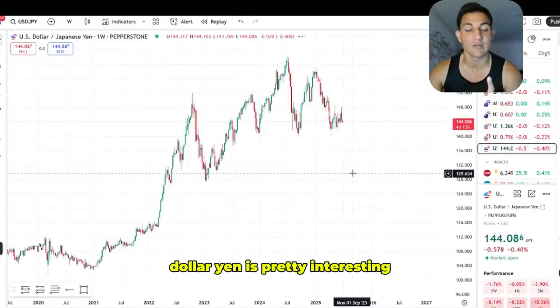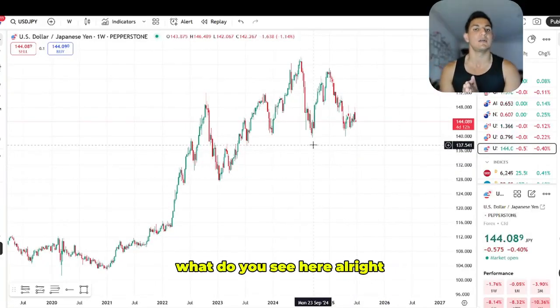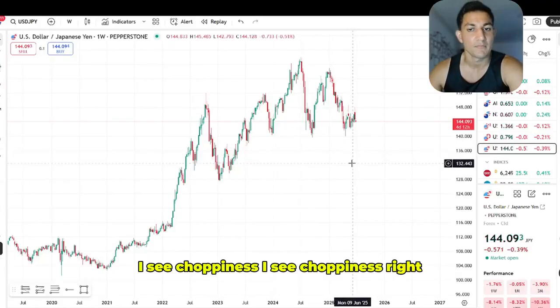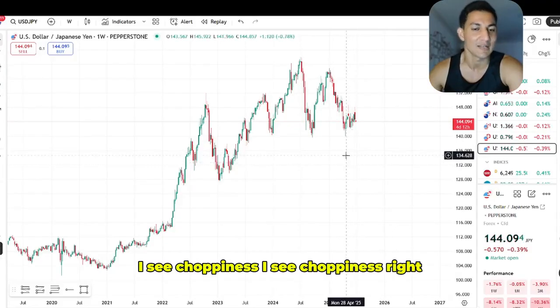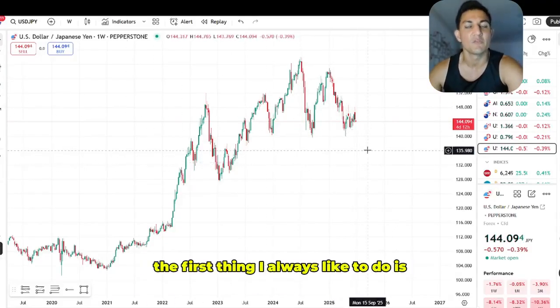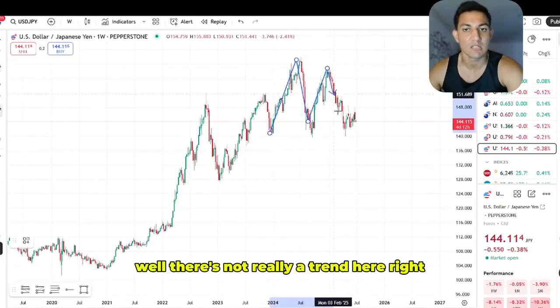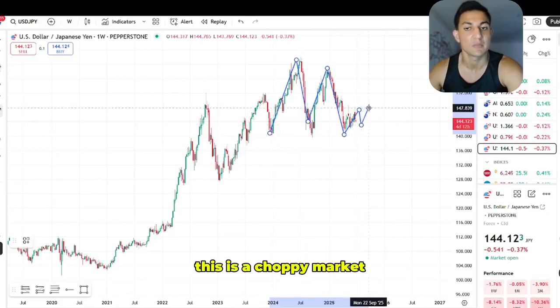Now, dollar yen is pretty interesting. What do you see here? Right, think for a few seconds. What do you see in price action here? Right? I see choppiness. I see choppiness, right? And you know how I said, the first thing I always like to do is look at the most recent trend? Well, there's not really a trend here, right? This is a choppy market.